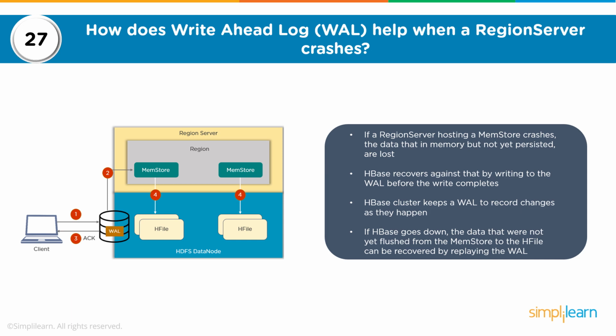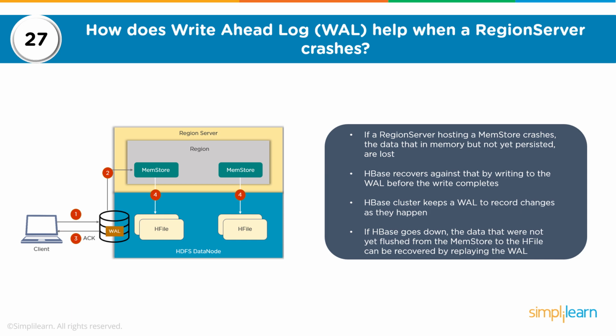So if a region server hosting a memstore crashes, now where is the region server running? That would be co-located with the data node. So if a data node crashes, or if a region server which was hosting the memstore write cache crashes, the data in memory which was not persisted is lost. Now, how does HBase recover from this?